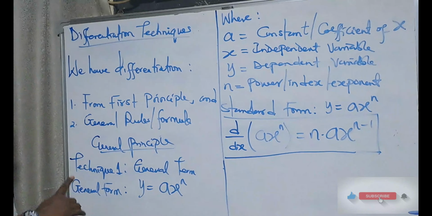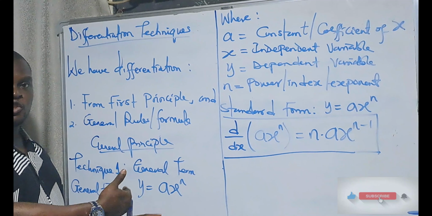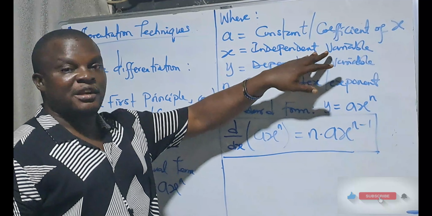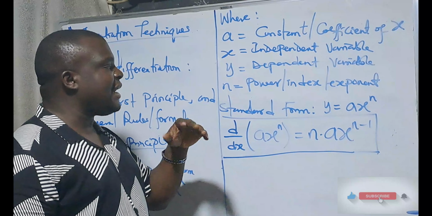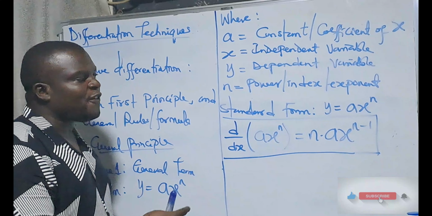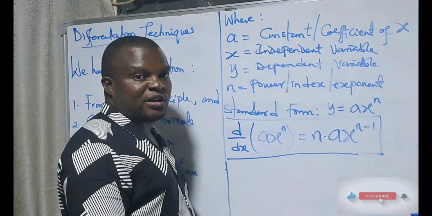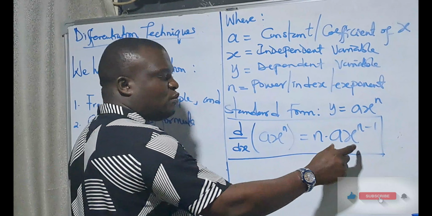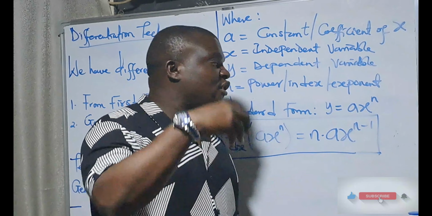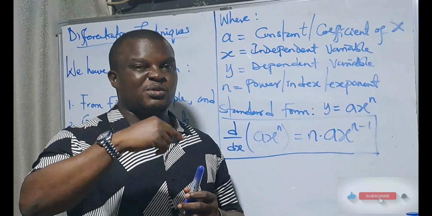Now the first technique is the general term, meaning that if you are given a function such as y equals ax raised to power n, where a is the constant or coefficient of x, x is the independent variable, y is the dependent variable, and n is the power, or the index, or exponent. The standard form of the derivative is n times ax raised to power n minus 1. In other words, you bring down the power to multiply everything, then take 1 from the power. Whenever you differentiate, you take the power to multiply back the function, and then you subtract 1 from the power.